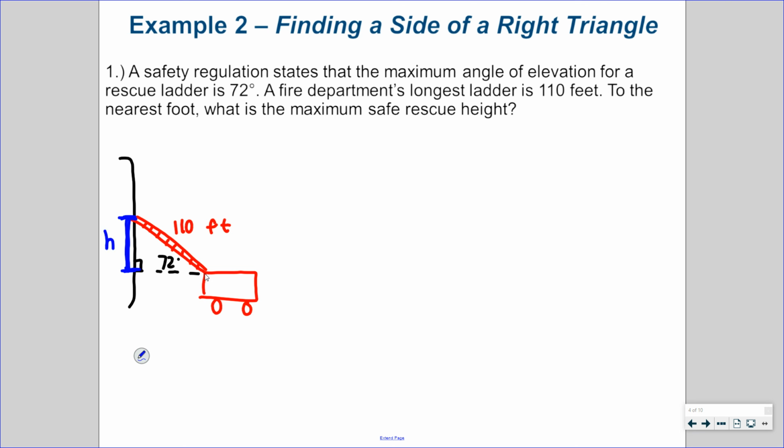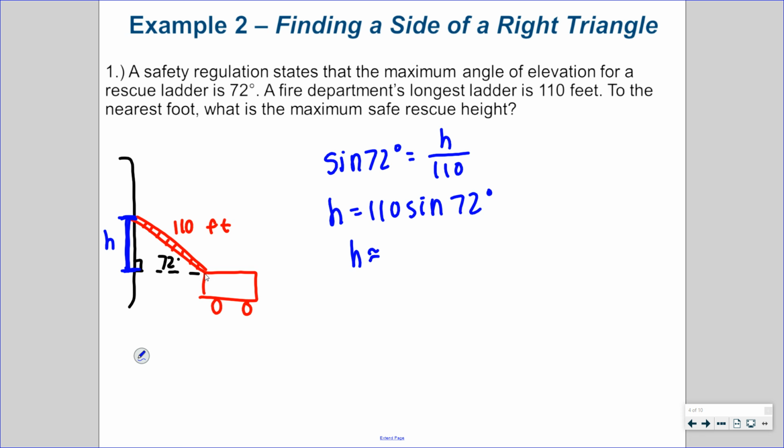Which trig function would I use here? Sine. Someone say sin. Opposite over hypotenuse. Again, make sure you're in degree mode. Okay, I didn't round this to the nearest foot, but I will now. We got about 104.6162, so 105 feet.